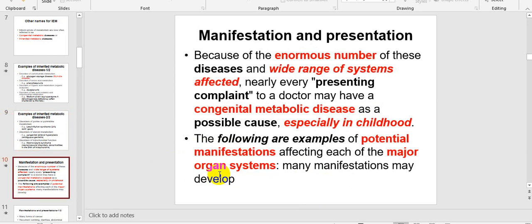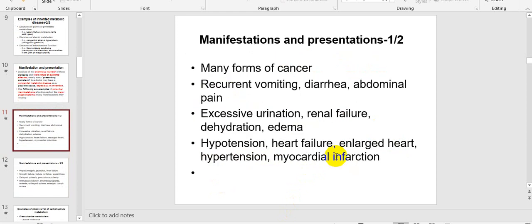How do IEMs manifest? Because of the enormous number of these diseases and the wide range of systems affected, nearly every presenting complaint to a doctor may have a congenital metabolic disease as a possible cause. Congenital means inherited, especially in childhood. The following are examples of potential manifestations affecting each of the major organs. Many manifestations may develop. Many forms of cancer are inherited from parents.